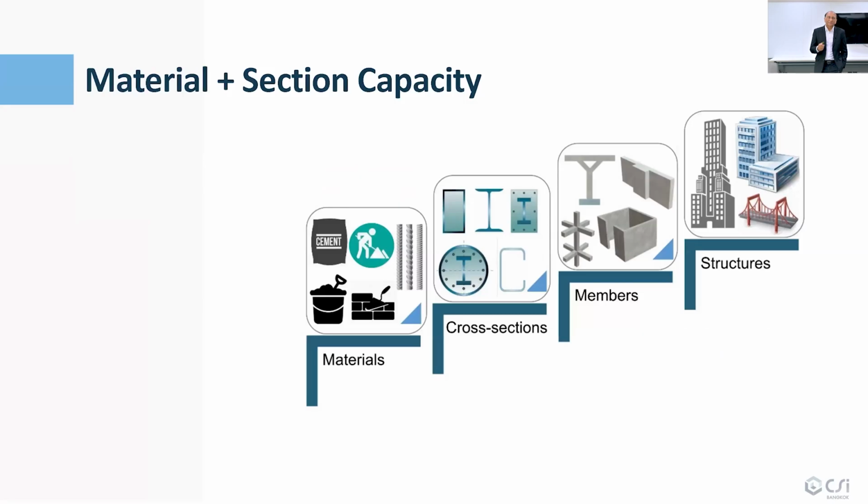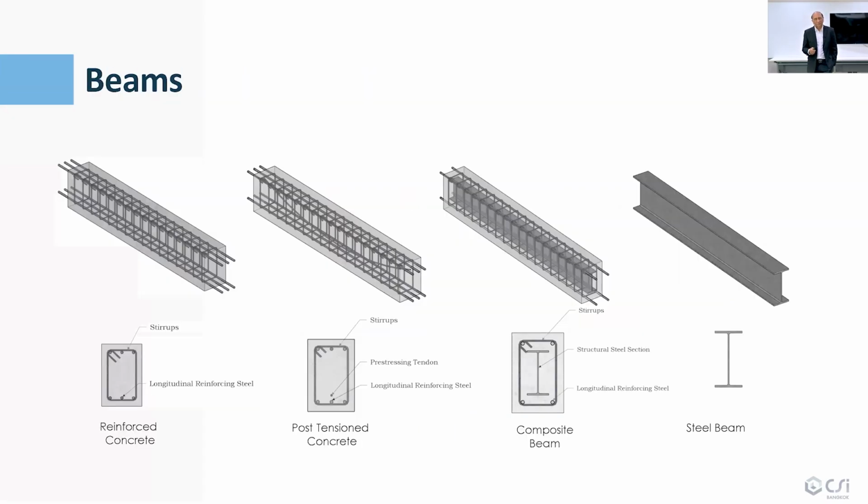So material plus section capacity, let's look into that in a little bit more depth and see how they are computed and see where are the code factors, where is the theory, where is the real, where is not the real. Okay, so when we talk about the cross sections, the discussion today will focus on beams, beam cross sections, various types of beams.